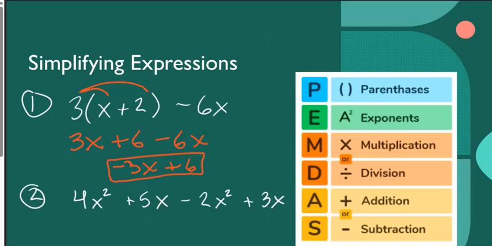If I look at the next problem, I have multiple like terms because I have x squared and x squared. So when I combine those, I get 2x squared, and then 5x and 3x. Those are also like terms. When you're using PEMDAS, you're using it to simplify the expression. So you work through the things in this order. You can do multiplication or division in one step and addition, subtraction in another. We always want to work from left to right.